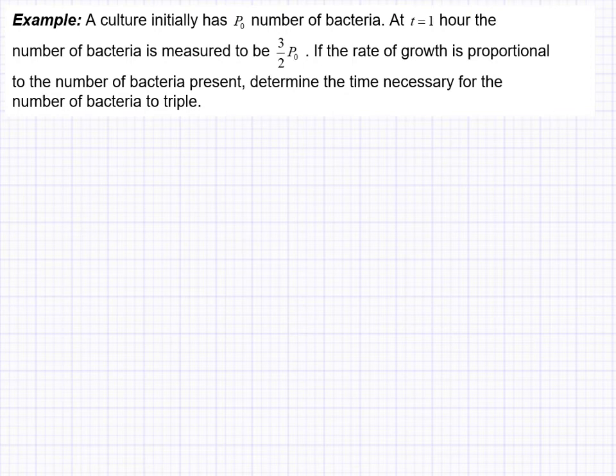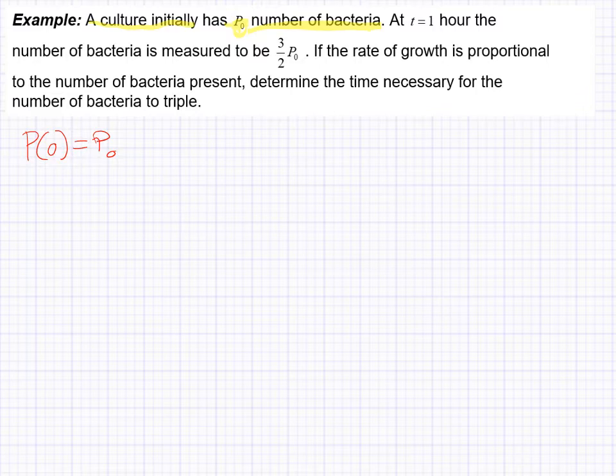So here's a fairly simple example. We have a bacteria growth problem here. A culture initially has P sub 0 number of bacteria. So it's the initial amount. That means when time is 0, P of 0 will equal P sub 0, this initial amount. I could have given you a specific number, like 10,000 bacteria is what you're starting off with. But I just label it as P sub 0 here because it could be any initial amount. So we could use this for other problems as well.